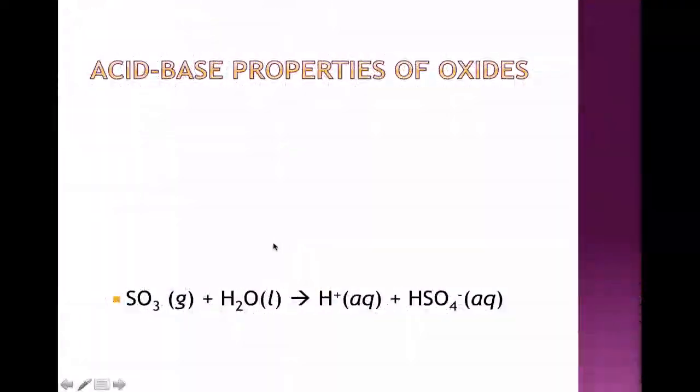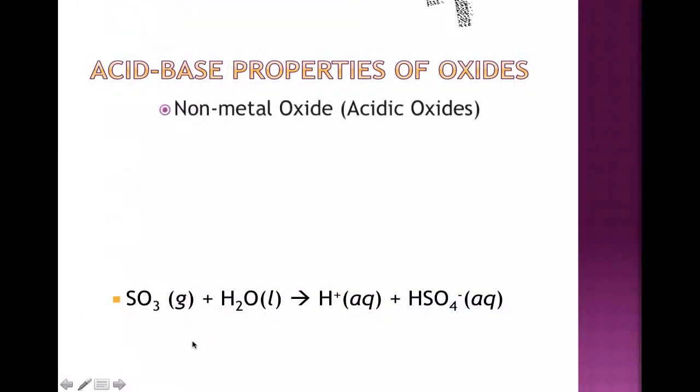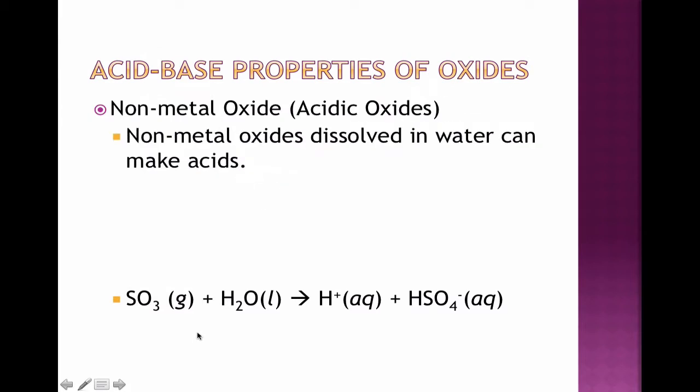The last thing we're going to talk about are acid-base properties of oxides. And there are two types of oxides. There's non-metal oxides and there's metal oxides. So non-metal oxides, here they have the sulfur trioxide. If you have a covalent compound, two nonmetals, they're going to create an acidic solution.